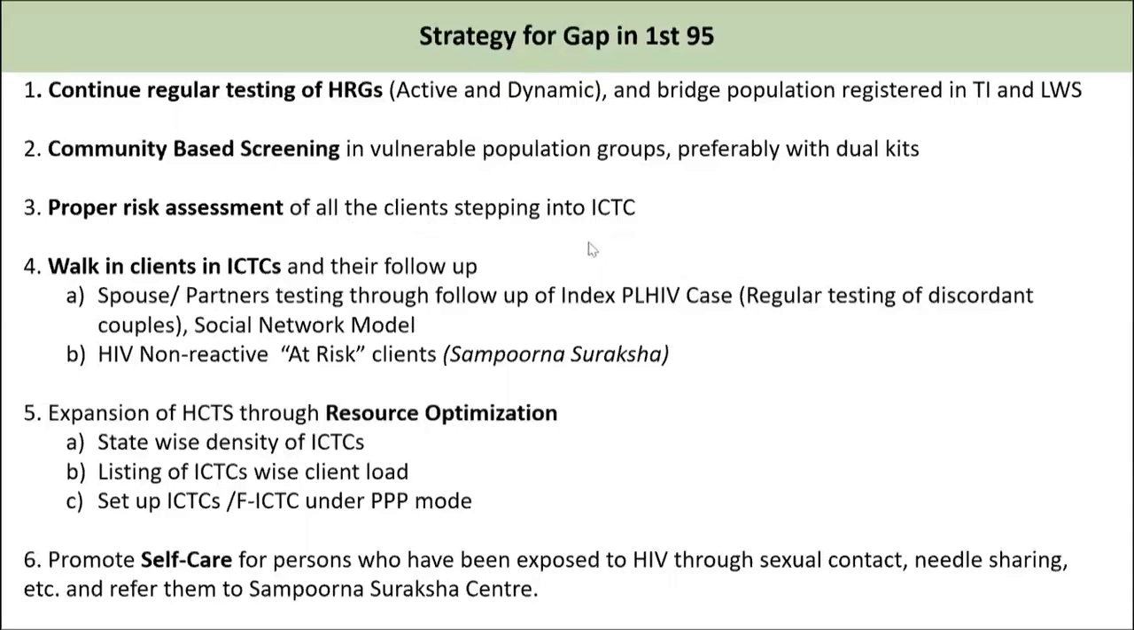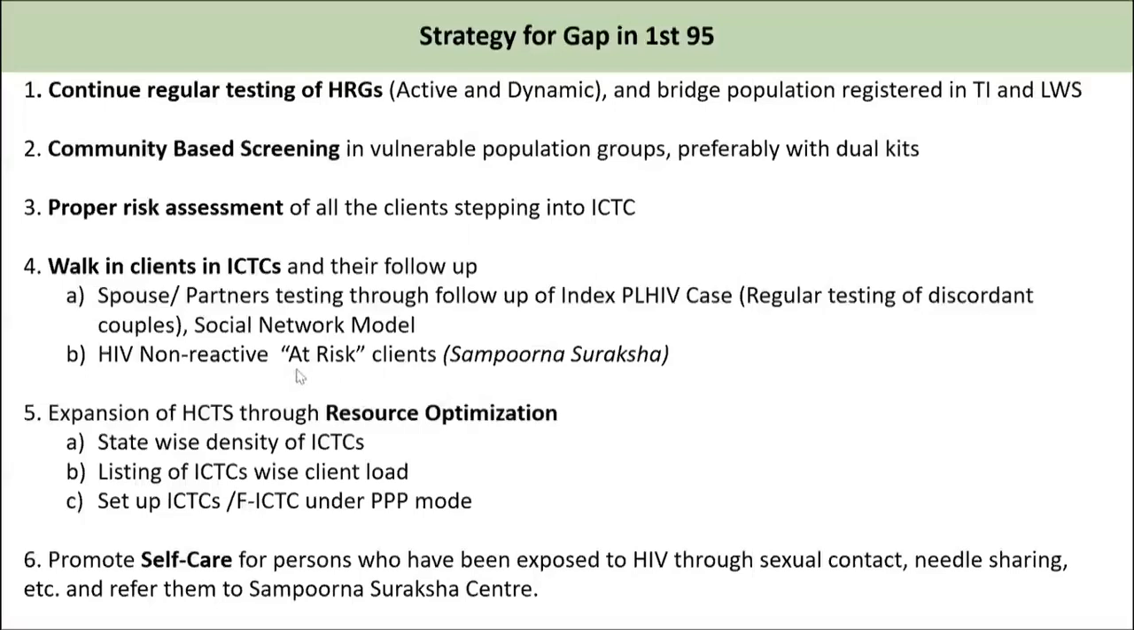Proper risk assessment of the clients, those who walk in at ICTC, is very important. We need to ensure that. And spouse or partner testing as a follow-up of an index case, regular testing of discordant couples, and if those are not ready to share their partner details, we can provide them coupons or link them to the social network model.